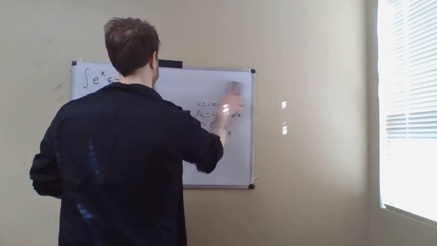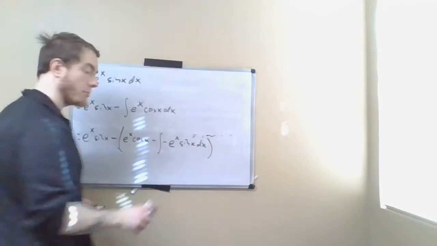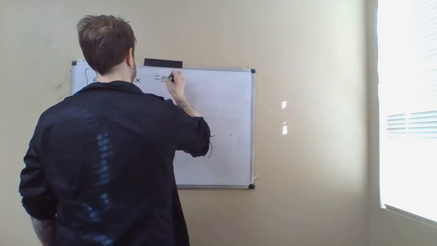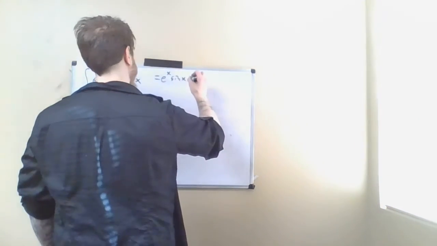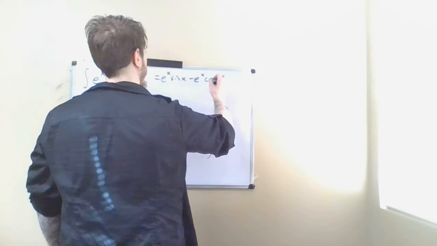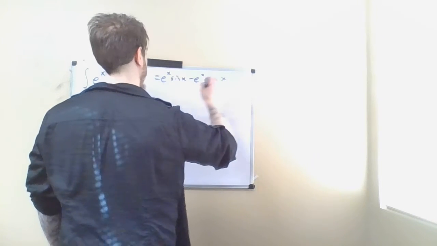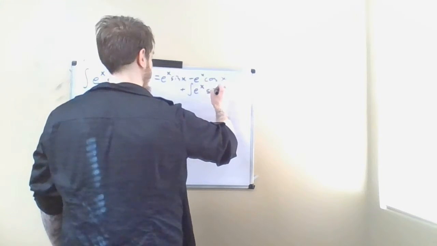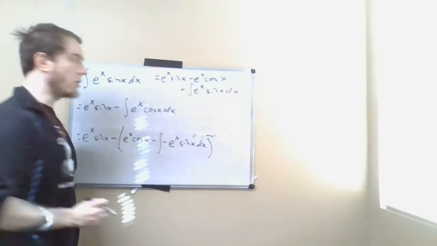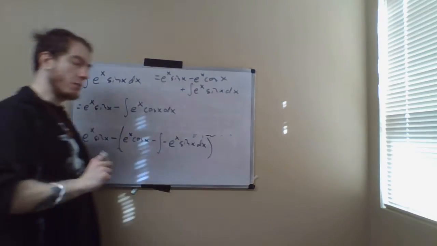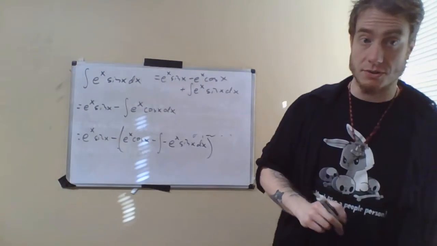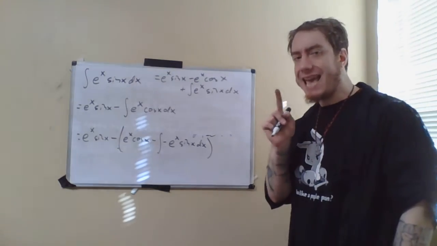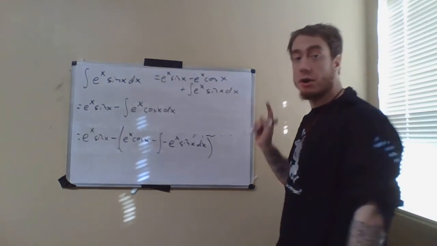Okay, now this, and I'm going to write it up here for reasons that are going to become clear in a moment, comes out to be e to the x sine x minus e to the x cosine x plus the integral of e to the x sine x dx. Okay, seems like, once again, we're just spinning in circles. And we are spinning in circles, but that's actually okay in this case. It's really okay that we're going about in a circle.